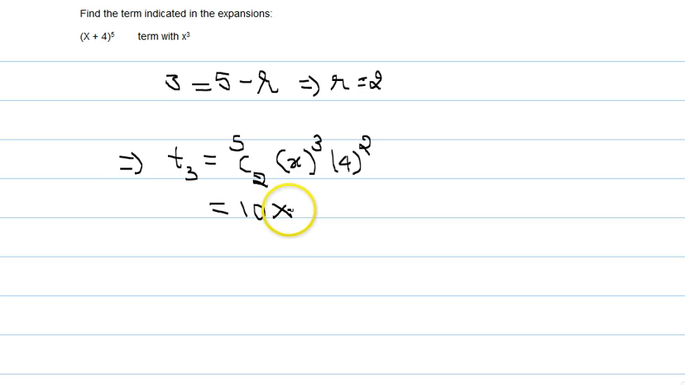times x cube, and 4 square, you know, will be 16. So the third term is going to be 16 times 10, that will be 160 x cube. So this is how we are going to solve questions using the general term, or this is how we are going to apply the general term.